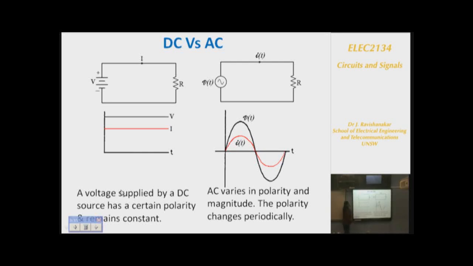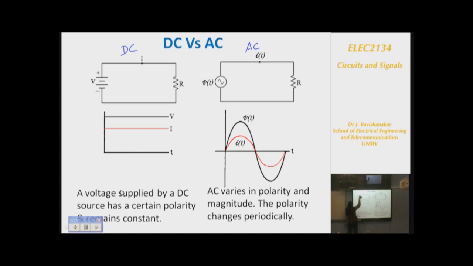The basic difference between DC and AC. So this is the DC circuit, this is the AC circuit. Now, when you compare these two networks, it's a simple circuit. There is a voltage source connected to a resistor. And because it's a closed path, the current is flowing in each of these resistors.